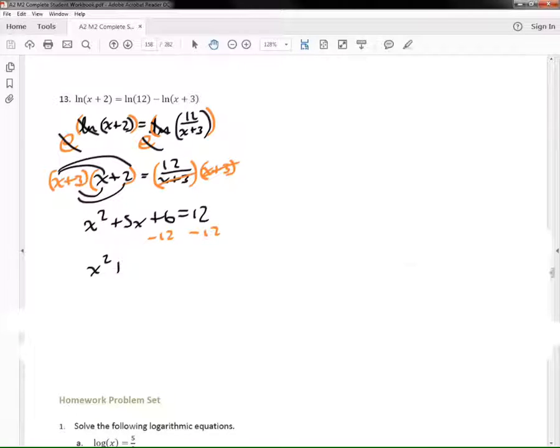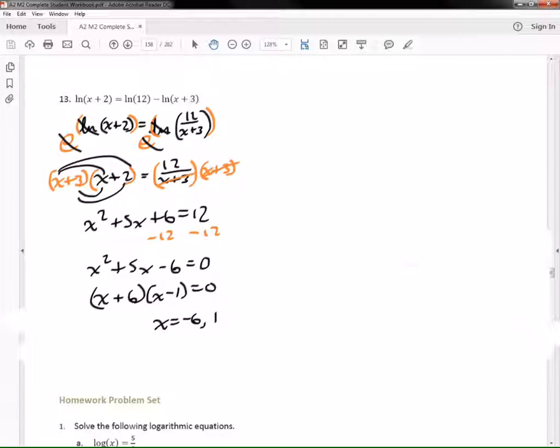So we have x squared plus 5x minus 6 equals 0. What times what gives me negative 6, but then adds to give me positive 5? Let's see, x plus 6, x minus 1, yeah, that works. We have x equals negative 6 and positive 1.